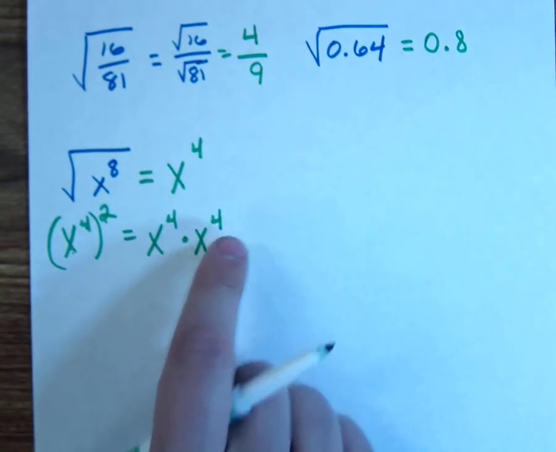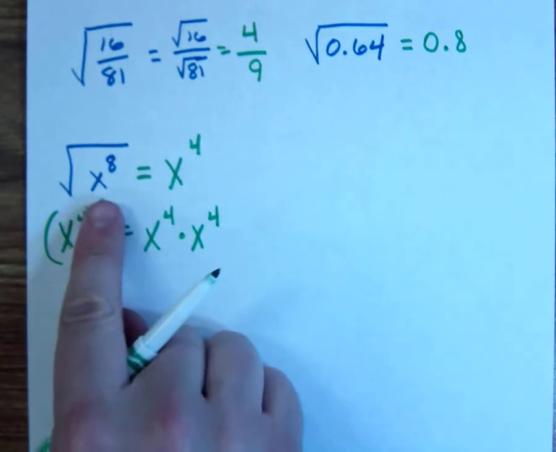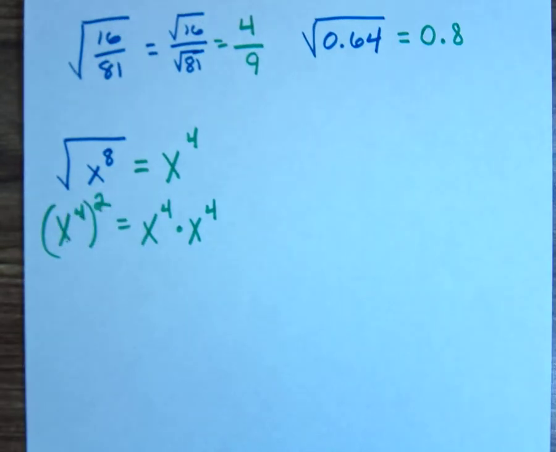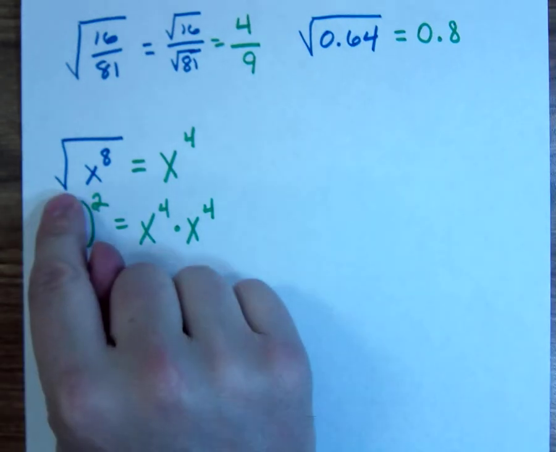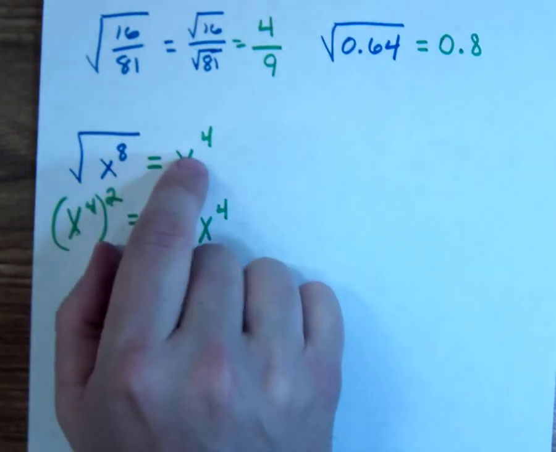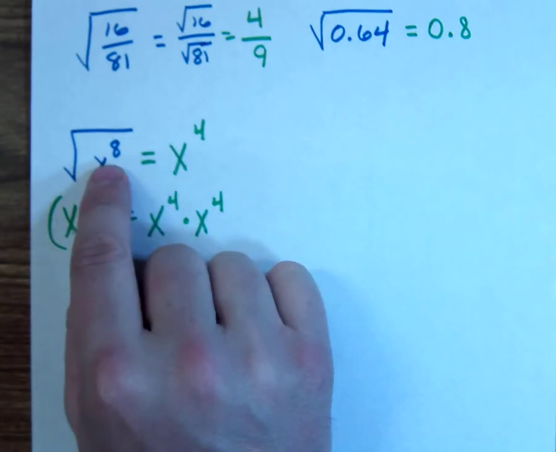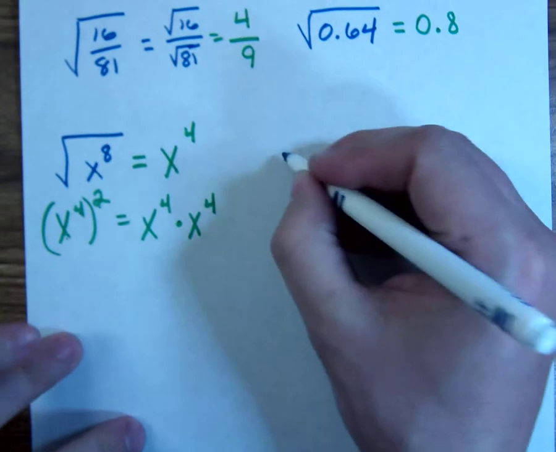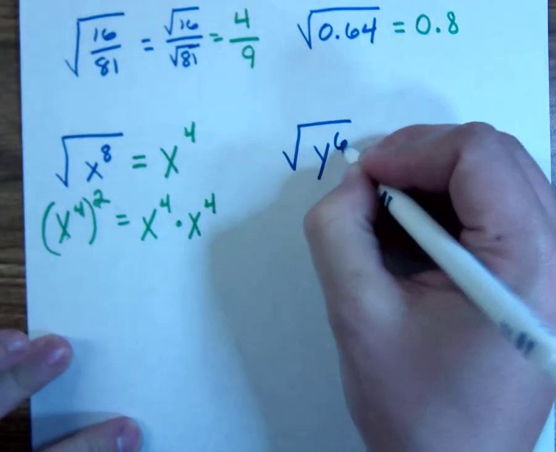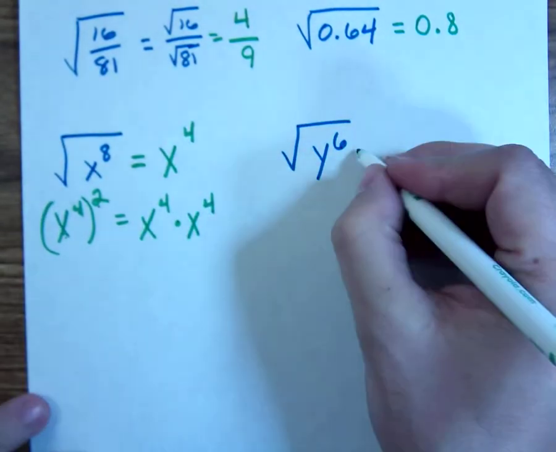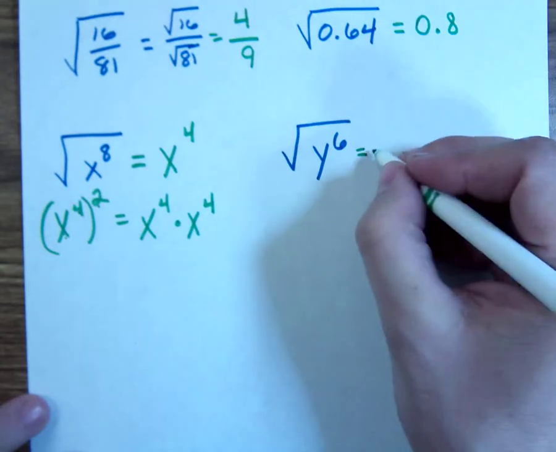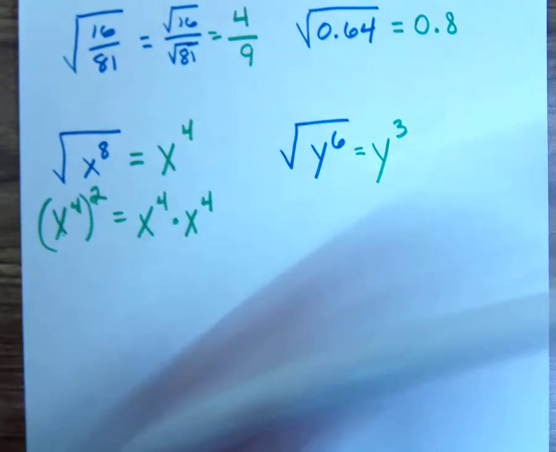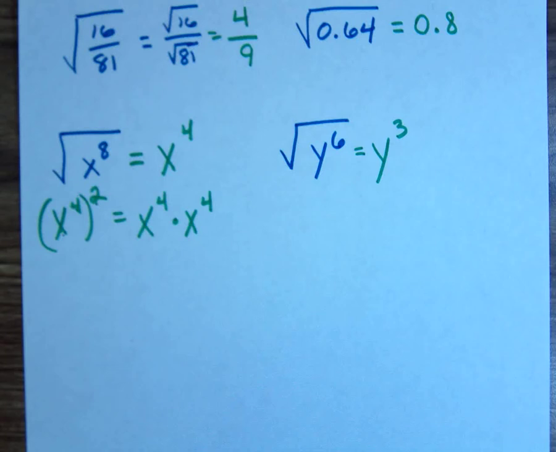So, somewhat unusually, these square root problems or radical problems with variables are the easiest because if you take the square root, what's a quick way to get to the 4th power? You just divide by 2. 8 divided by 2 is 4. So with that in mind, what do you suppose the square root of y to the 6th is? Y to the 3rd. Yeah, 6 divided by 2. Y to the 3rd times y to the 3rd is y to the 6th.